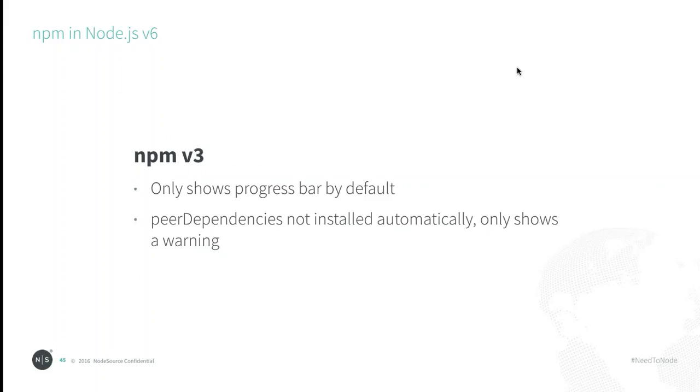And there's a couple of minor things. There's a progress bar in version 3, which is only shown by default. So that's all you see. You don't see the normal output. You can change that if you want to. And also peer dependencies, if you're using them, probably shouldn't be. They're not installed by default automatically now, it only shows a warning. Basically, peer dependencies is considered a bit of a failed experiment, so we're moving on from peer dependencies. So you should consider moving on.